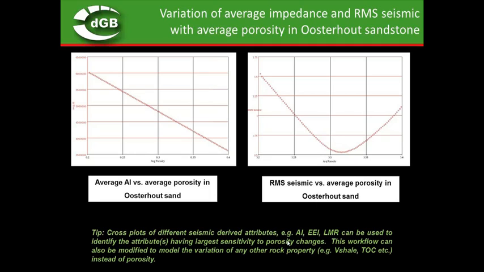And as described previously, you can crossplot different seismic derivable attributes, for example, acoustic impedance, elastic impedance, lambda mu rho, to identify the attributes having largest sensitivity to porosity changes. And this entire workflow can be modified to model the variation of any other rock property having impact on elastic and consequently the seismic response, which could be volume of shale, volume of clay, total organic content, etc., instead of porosity.